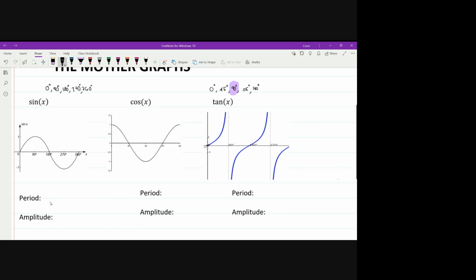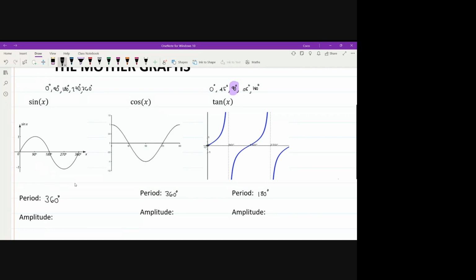What about my cos graph? How long does it take my cos graph to get from 1, come all the way down, come all the way back, and back up to 1? 360 degrees. 100%. Okay, 360. And the period of my tan graph, it repeats itself every? How many? One time. Once. After how many degrees? 180 degrees. That's it. And I heard you both. Well done. All right, let's talk about amplitude.